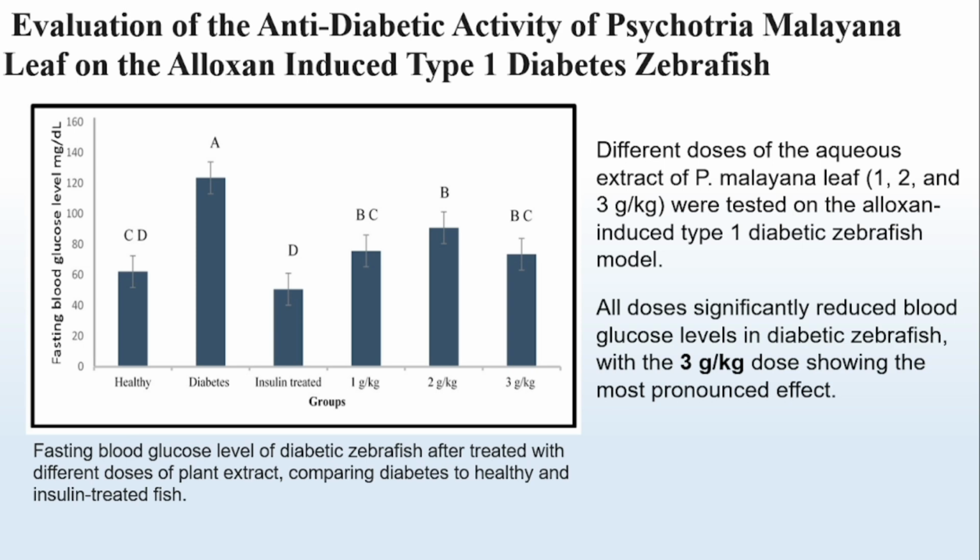And like I mentioned in the previous result, the insulin, which is the positive control, also normalized the glucose level, and no mortality occurred in the healthy or treated group, while the diabetic group had a 10% mortality, like I mentioned in all of the results before.